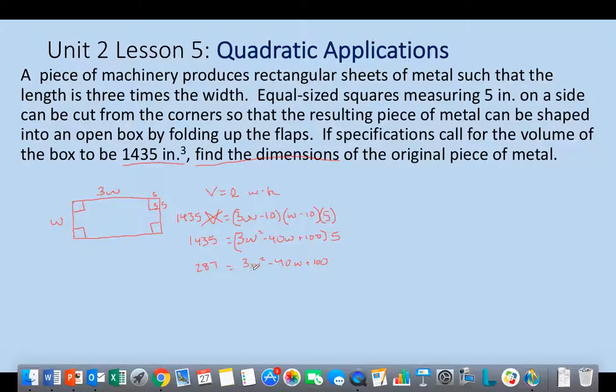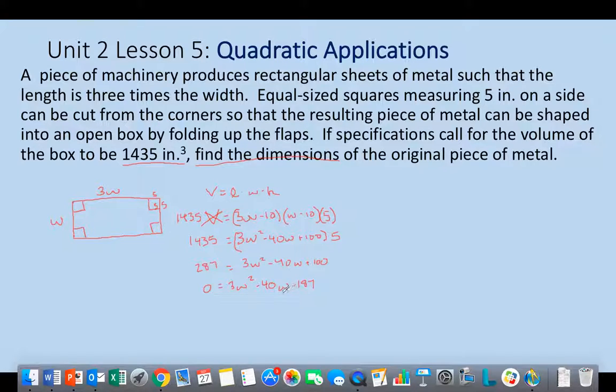Okay, well, I can clearly see that I've got a quadratic on my hands. If I'm going to solve this by either doing the quadratic formula or by factoring, I'm really going to need to make it equal to 0. So the next step here is I'm going to subtract 287 from both sides, and that'll leave me with 0. Then I've got 3w squared minus 40w, and then 100 minus the 287 is going to leave me with negative 187.